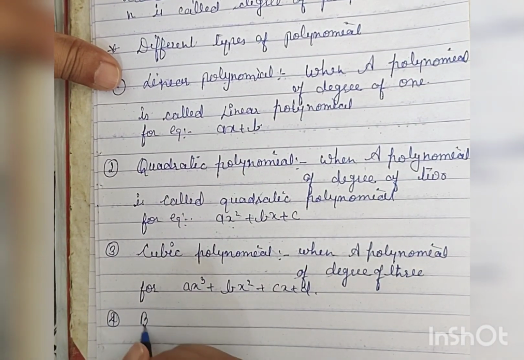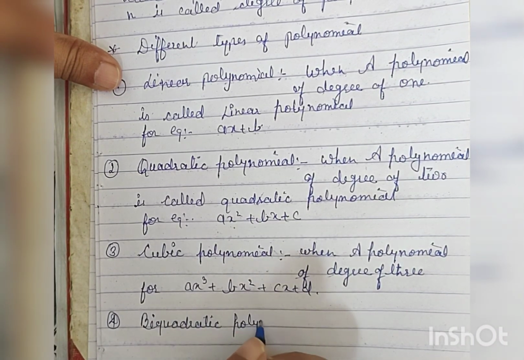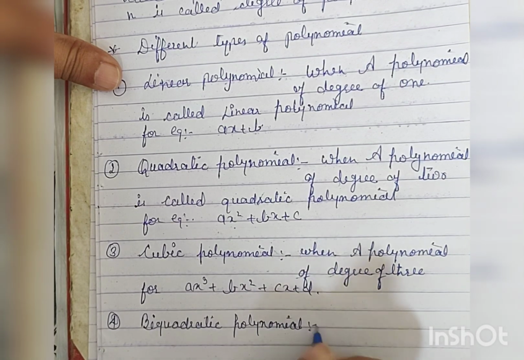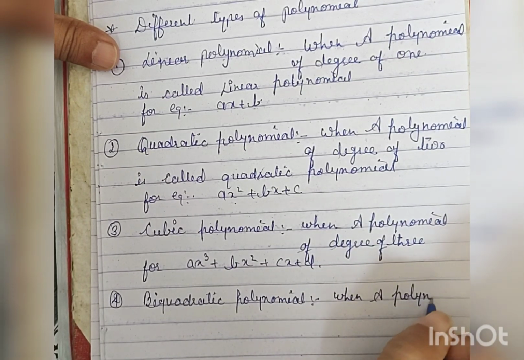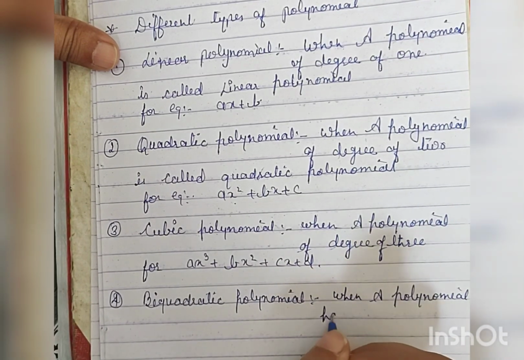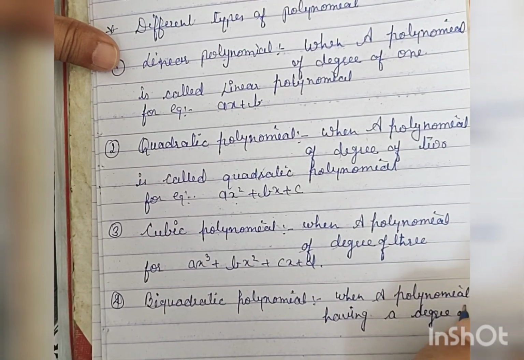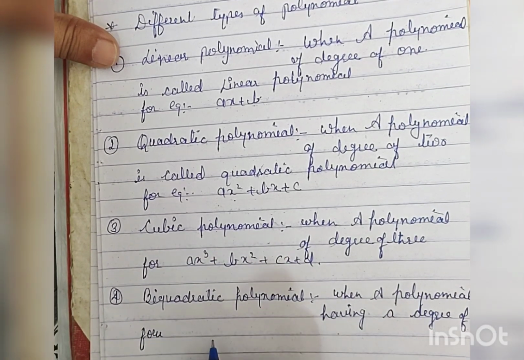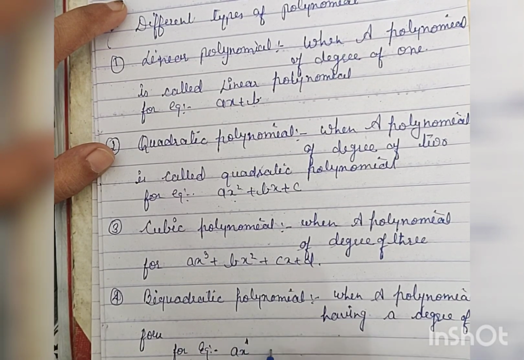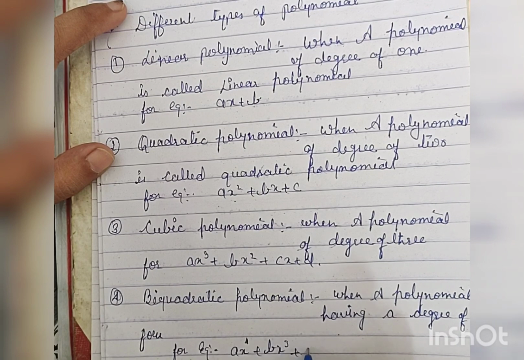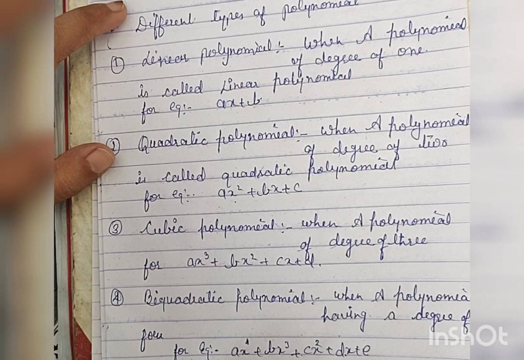Next one is the biquadratic polynomial. What is a biquadratic polynomial? When a polynomial has a degree of 4. For example, ax to the power 4 plus bx cube plus cx square plus dx plus e. This is your biquadratic polynomial.